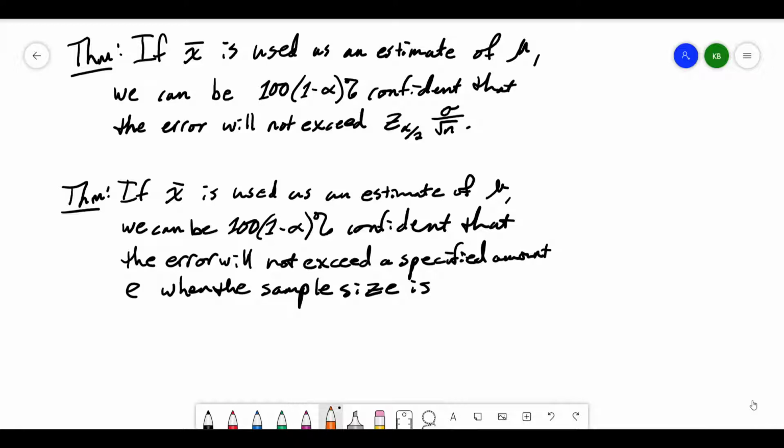So we have two theorems, and more or less what these are doing is giving you a little bit more of an interpretation of the confidence interval. The first one says if x bar is used as an estimate of mu, so my sample mean is used as an estimate of my population mean, we can be, whatever confidence interval we're working with, confident that the error will not exceed, and what we're looking at here is the difference between the upper end of our confidence interval and our mean.